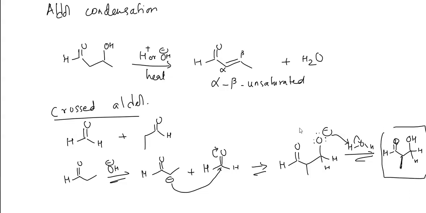So this is an example of a crossed aldol because I'm reacting two different aldehydes. One was a formaldehyde and this was a propionaldehyde. So we have 1, 2, 3, so it's propionaldehyde. All right, so we'll talk about more condensation reactions in the next video, but I wanted to post this before you do the lab, so make sure you watch this before coming to lab this week.